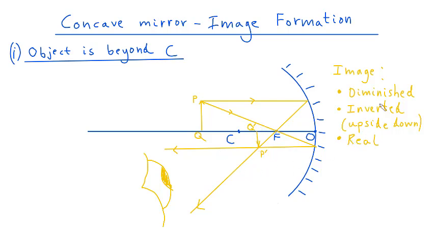Finally, please remember that the properties of the image that we have discussed here are specific for when the object is placed beyond C. So remember, our object, this arrow here, is positioned here, beyond the center of curvature C. In following videos, we'll see that when the object is placed between C and F, or between F and O, some of these properties of the image will change.